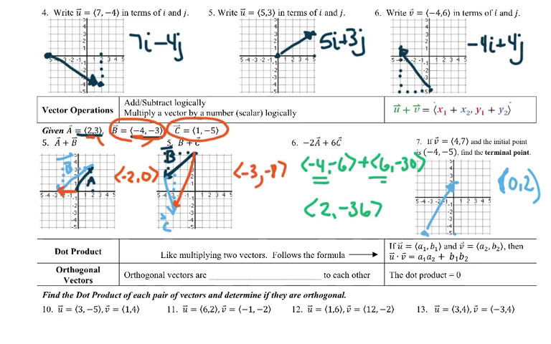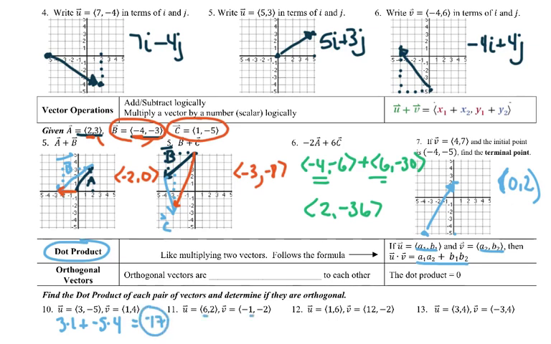Okay, last thing, multiplying vectors. Multiplying vectors follows a formula, and it's called the dot product. The dot product between two vectors, a1, b1, and a2, b2, is a1 a2 plus b1 b2. We'll talk about orthogonal in a second. So if I want to multiply those two vectors or find the dot product, it's 3 times 1 plus negative 5 times 4. Or 3 plus negative 20 is negative 17.